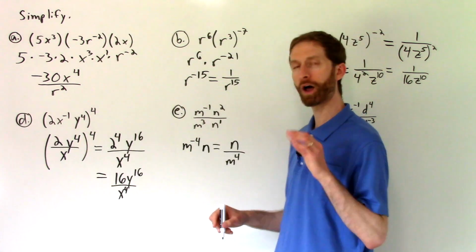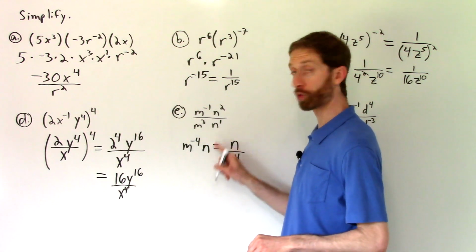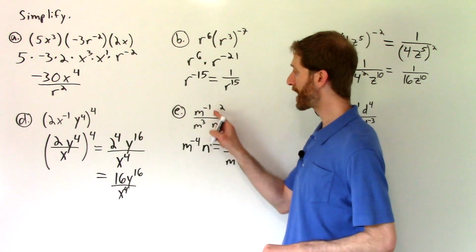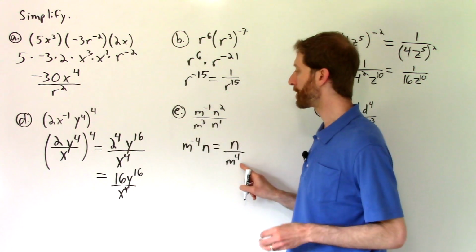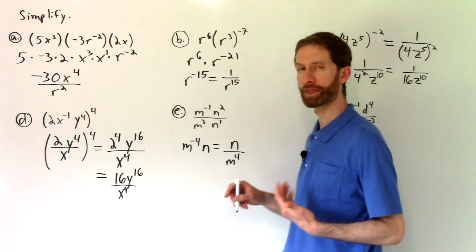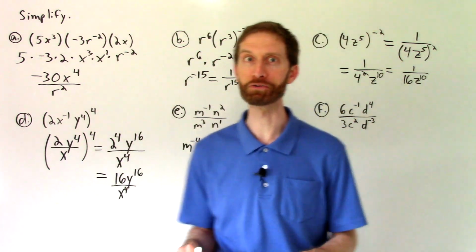I'd like you to eventually get to the point where you can go straight here, where you can say negative 1 minus 3 is negative 4. So I'm going to end up in the denominator with 4 m's. I think that'll make life a little easier for you.